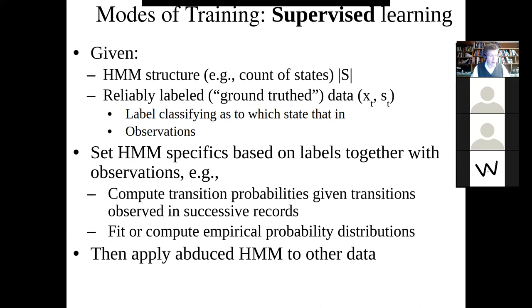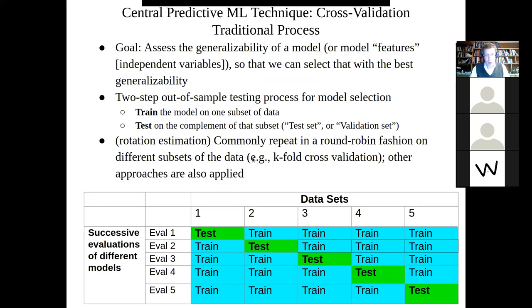how frequently they engage in smoking, for how long. We can use the classifications from the HMM that we trained using supervised learning to classify things. So we'd train it on a set of data and test it on a different subset and rotate. And this is called cross-validation.